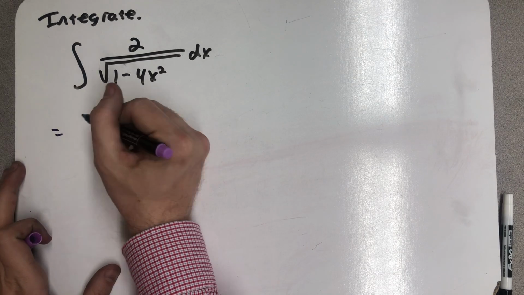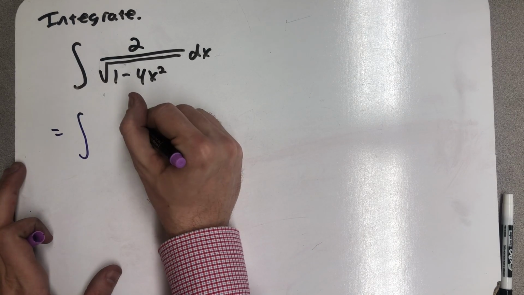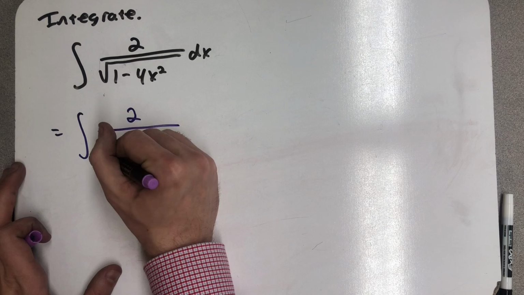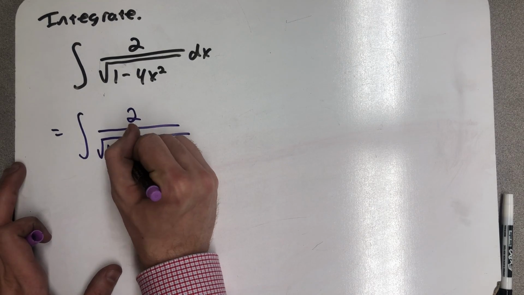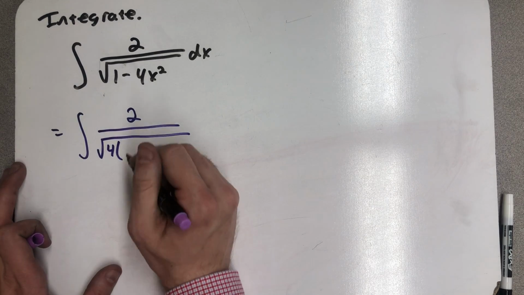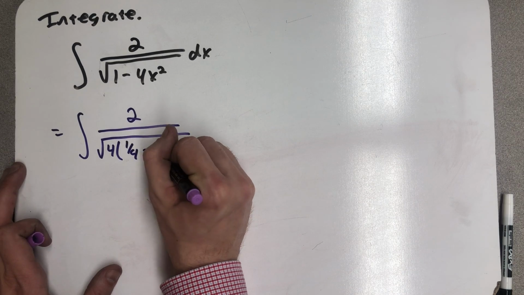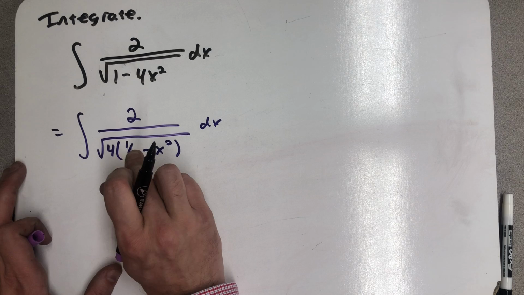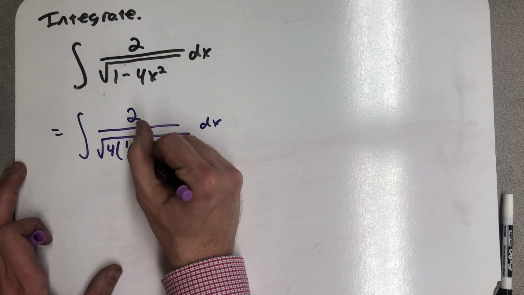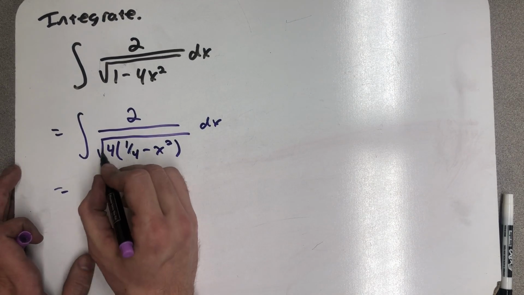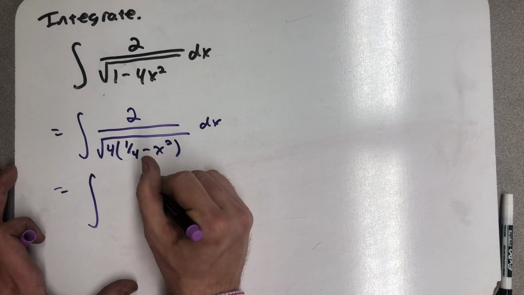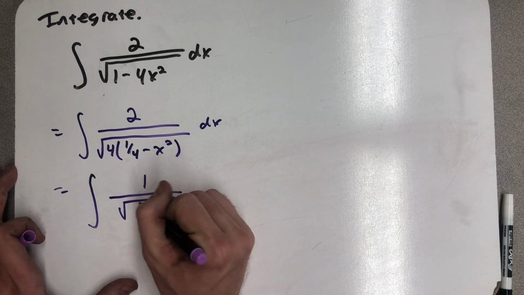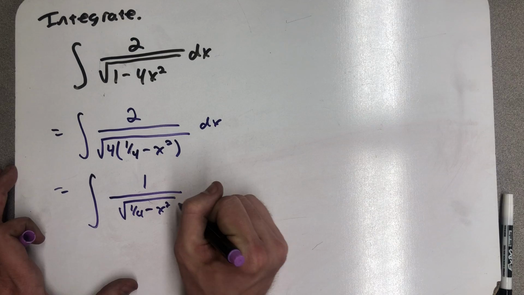But because I want this to be a trig substitution, I'm going to do just a little bit of factoring here. I'm going to imagine factoring a 4 out. And that's a little sneaky, right? But I can factor 4 out of anything if I'm allowed to divide, so I get a 1/4 minus x squared here. The square root of 4 is 2, so the 2's cancel. I end up with a 1/4 minus x squared dx.